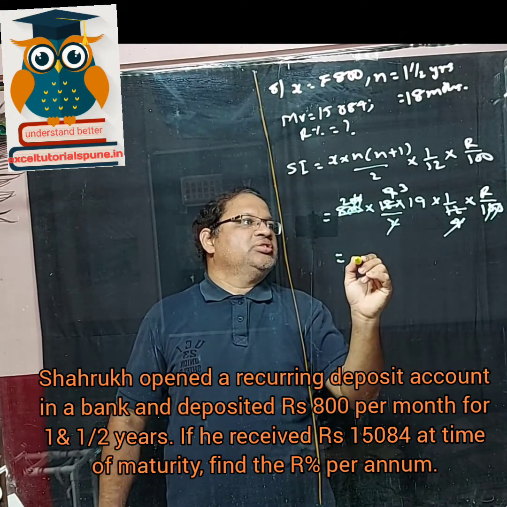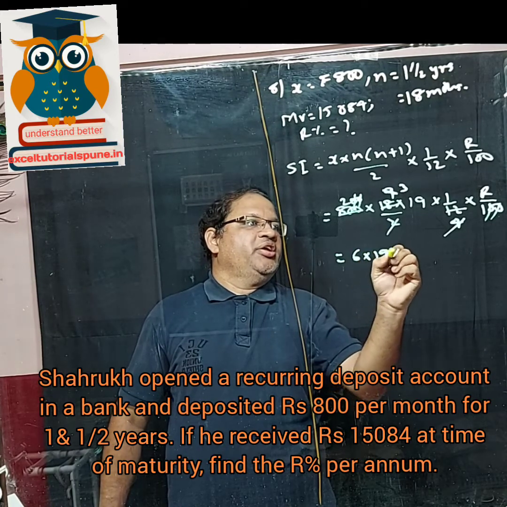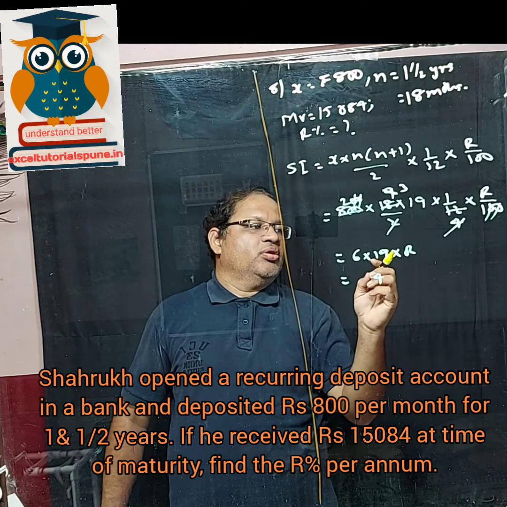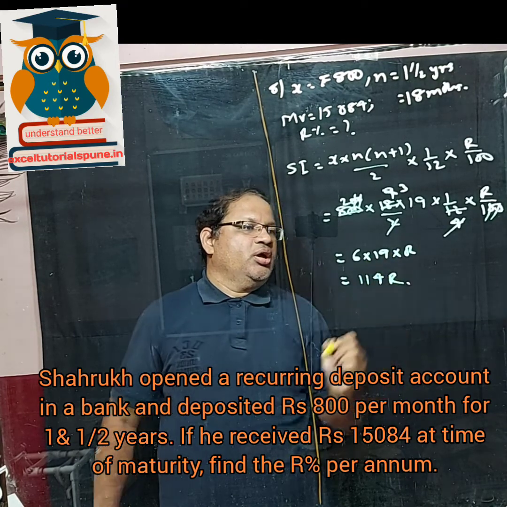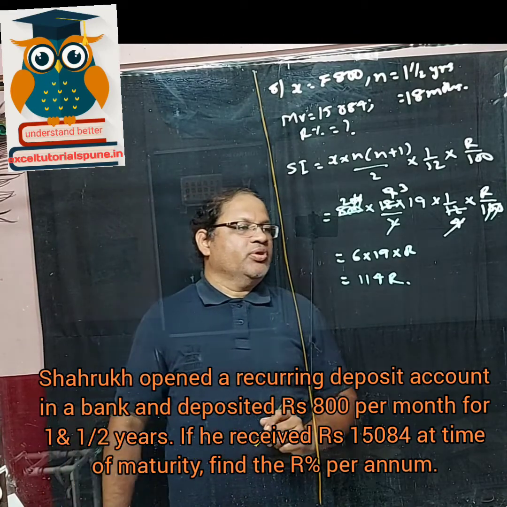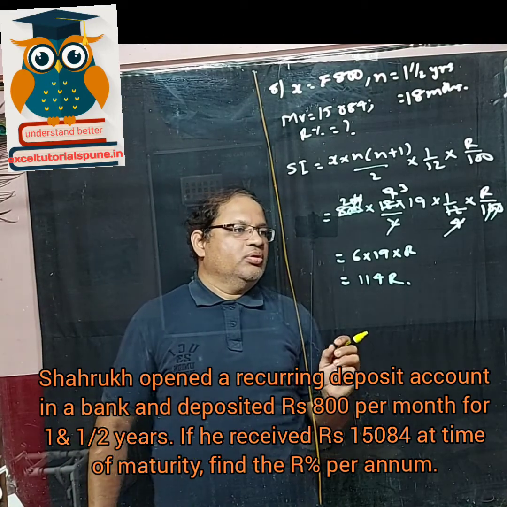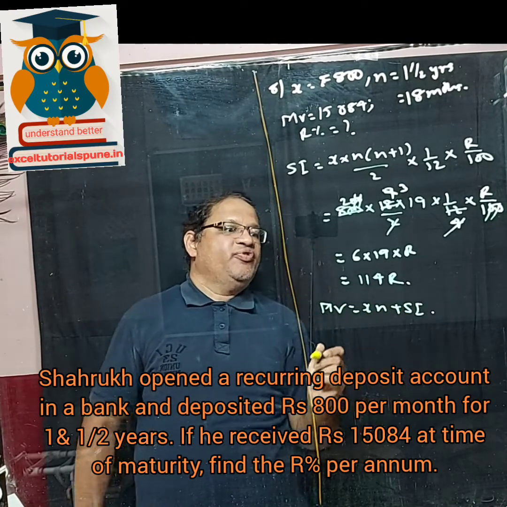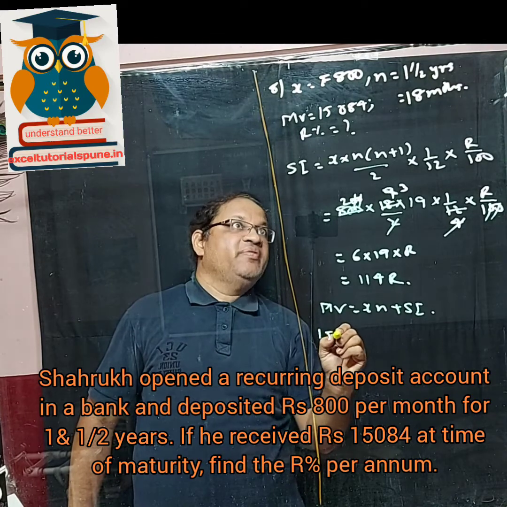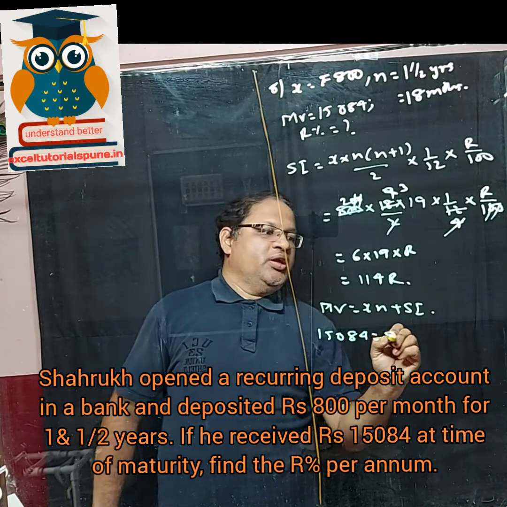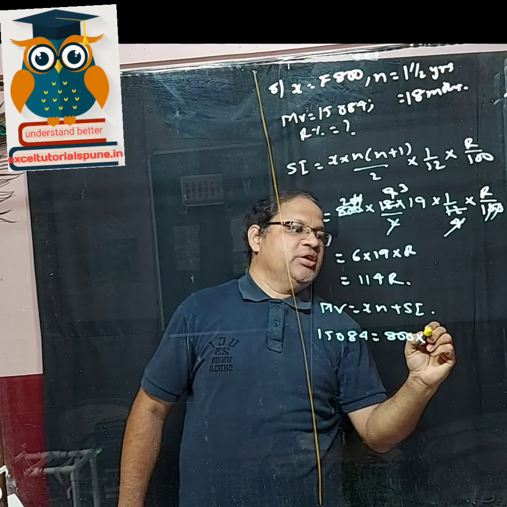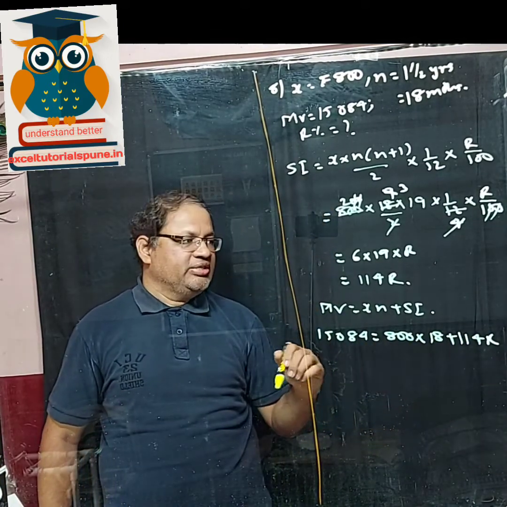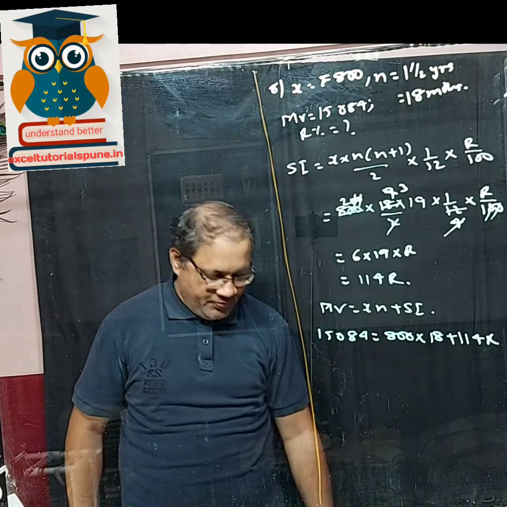So it comes to 6 into 19 into R, that is 114R. So MV is equal to XN plus SI. The second formula, MV they have given 15084. 800 into N is 18, plus 114R. So multiply this both, send it on the other side and calculate the value of R.